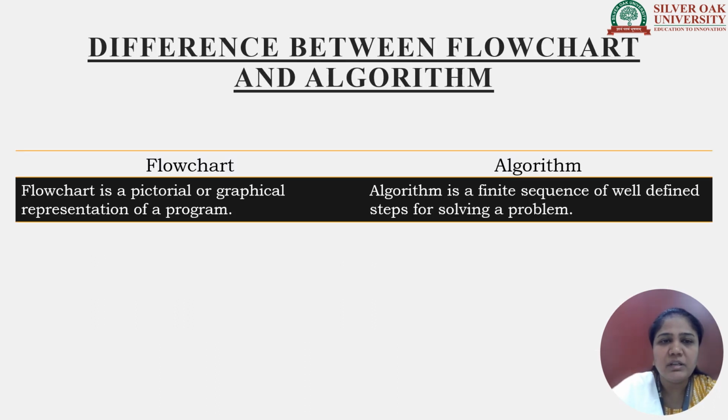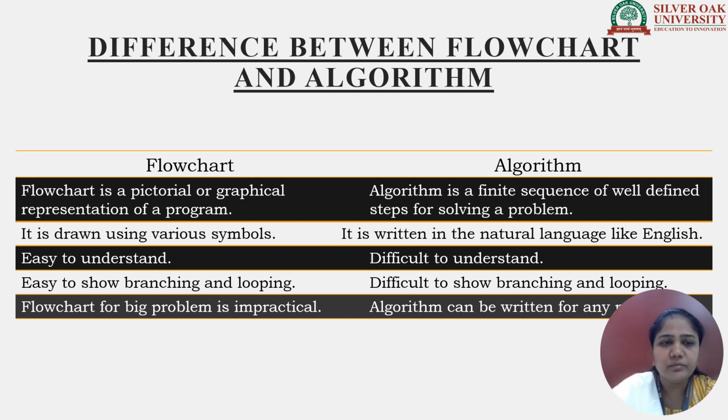Now here is the difference between flowchart and algorithm. Flowchart is a pictorial or graphical representation of a program, as I explained earlier, while algorithm is a finite sequence of well-defined steps for solving a particular problem. Flowchart can be drawn with the help of various symbols. The specific symbols for making the flowchart are predefined. We are supposed to use them. While algorithm can be written in any natural language like English. Flowcharts are easy to understand while algorithms are difficult to understand.